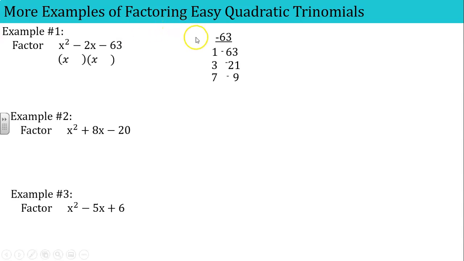So let me show you what I did. I made all my biggest numbers per pair negative. And now I'm going to test. I'm going to add these up.